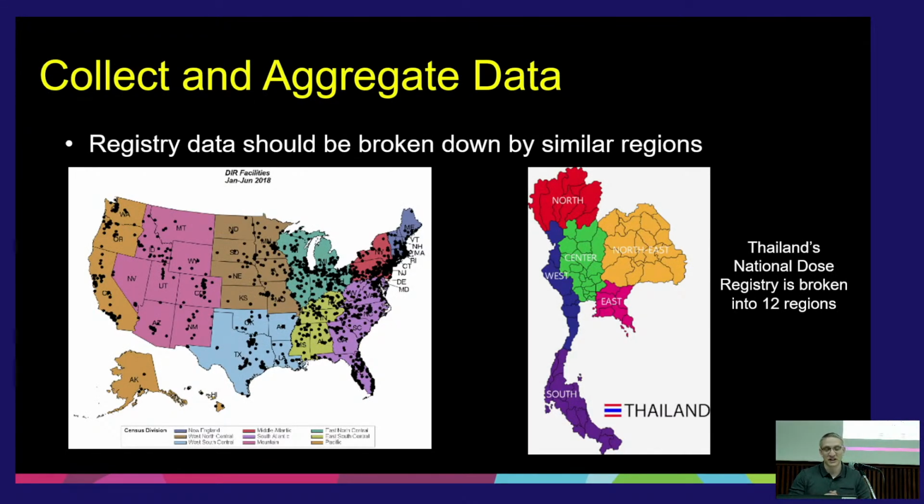So once again, Kalpana demonstrated this when she was doing her live presentation on the web. You want to now break up your registry data by region so that you can make meaningful comparisons. So obviously Thailand can be split up any different ways. Nepapong yesterday showed that it's broken up currently into 12 regions, so that's great. In the US, we have a variety ourselves. We have about 9 regions.